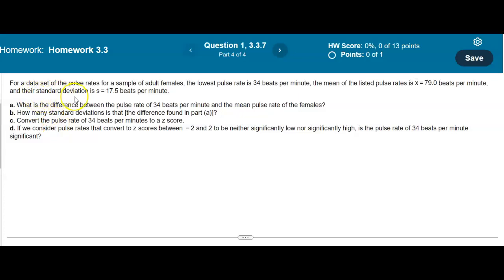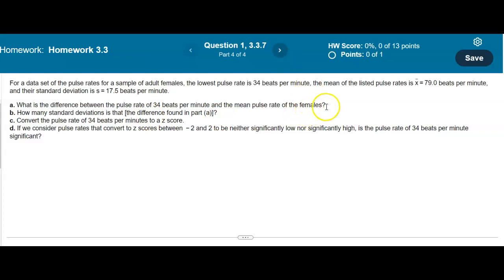For a data set of the pulse rates for a sample of adult females, the lowest pulse rate is 34 beats per minute. The mean of the listed pulse rates is 79 beats per minute, and their standard deviation is 17.5 beats per minute. For the first question, it says, what is the difference between the pulse rate of 34 beats per minute and the mean pulse rate of the females?